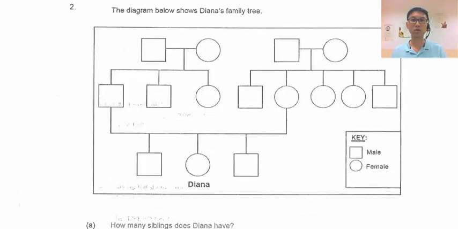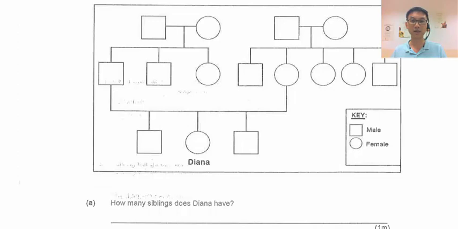Right, question 2. Now I have the family tree here. So part A is how many siblings does Diana have? So Diana is here. Siblings means brothers and sisters, so they should be in the same line from the same mother and father. So take note of the key here. This is male, circle is female, so remember that. So this is the mother, this is the father, so siblings is 2.